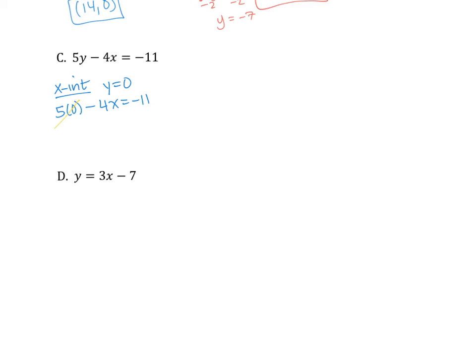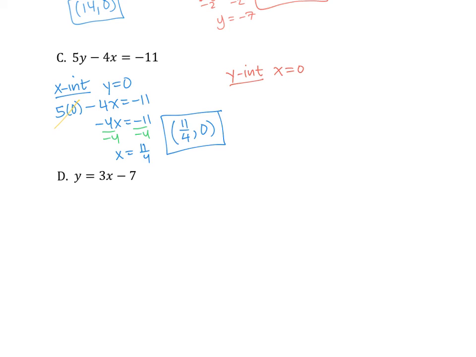5 times 0 is 0, so let's just lose it. X equals, okay, negative cancels. 11 divided by 4, I'll leave it 11 over 4. And then I'm just going to write my answer as an ordered pair. That's my x-intercept because the y value is 0. I'm going to get my y-intercept now. If you did it in the opposite order, that's fine. Just make sure we have the exact same points.